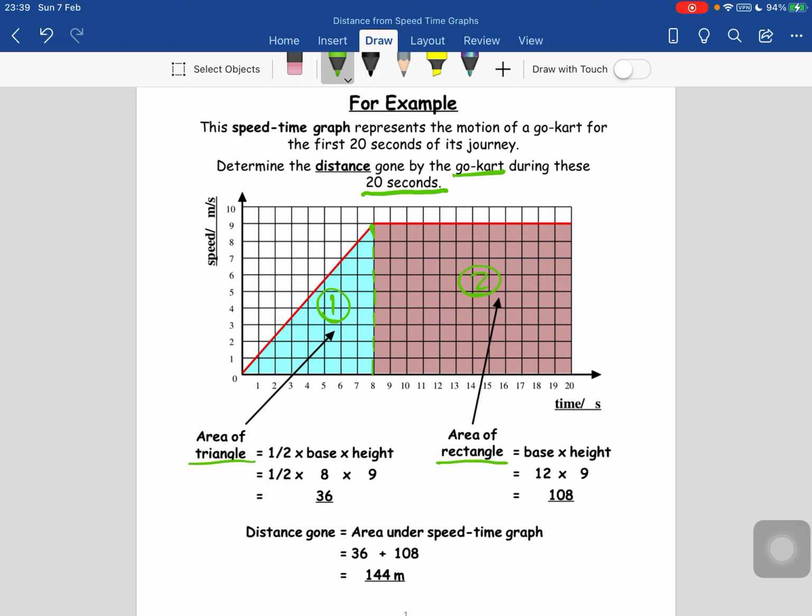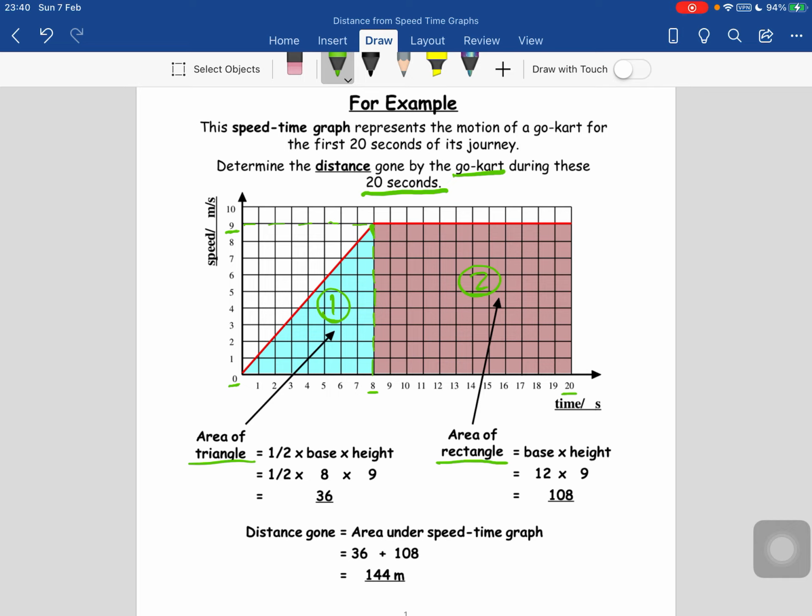What's happening here is the go-kart is starting off at rest and it's accelerating for 8 seconds. And you can see that for those initial 8 seconds, it goes from 0 to 9 metres per second. So that gives us a triangle underneath the line on the graph for the first 8 seconds. But then it reaches a constant speed and stays at 9 metres per second for the remainder of the journey, from 8 seconds to 20 seconds. So what we're going to do for these examples, where we've got two shapes, is work out the area of each shape and then add them together to give us the total distance for our final answer.